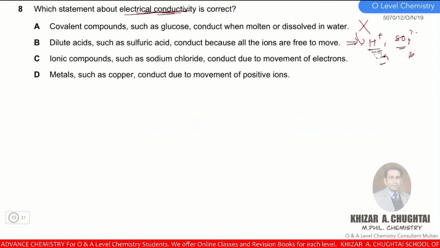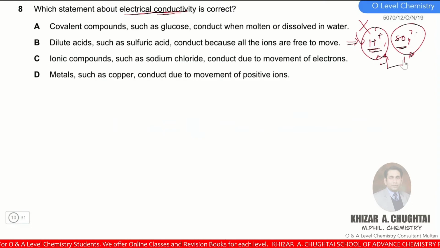So some covalent compounds that are water soluble may conduct electric current because of the ions. Upon addition of H2SO4 into the water, this covalent compound changes into, you can say, an ionic compound. Ions are formed in this case. So as far as my opinion is concerned, B is the correct option.